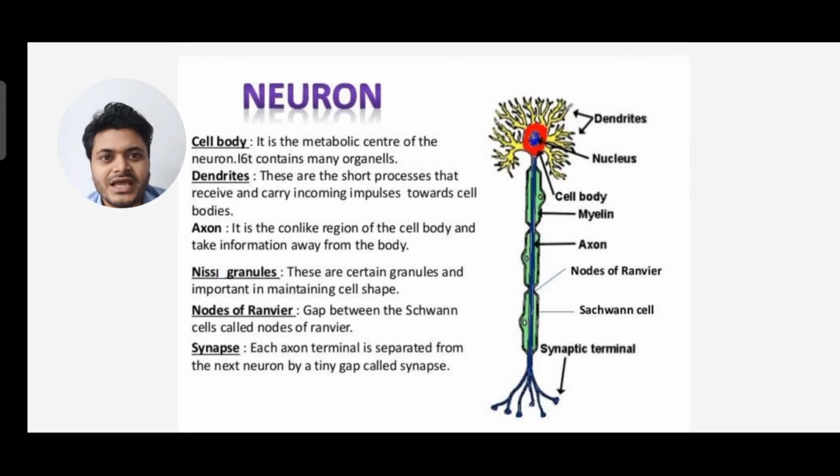Next, what is a synapse? Each axon terminal is separated from the next neuron by a tiny gap called a synapse. You can see a neuron figure divided into two parts: the cell body and the axon. In the cell body you have a nucleus and dendrites. In the axon we have a myelin sheath, nodes of Ranvier, and the Schwann cells.